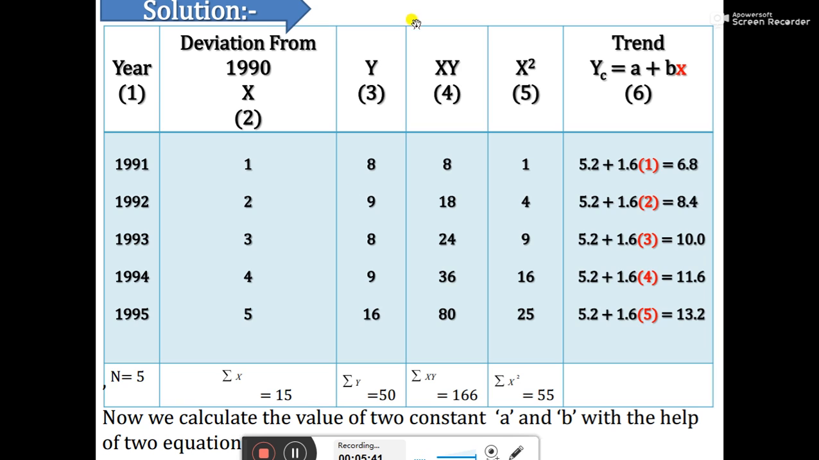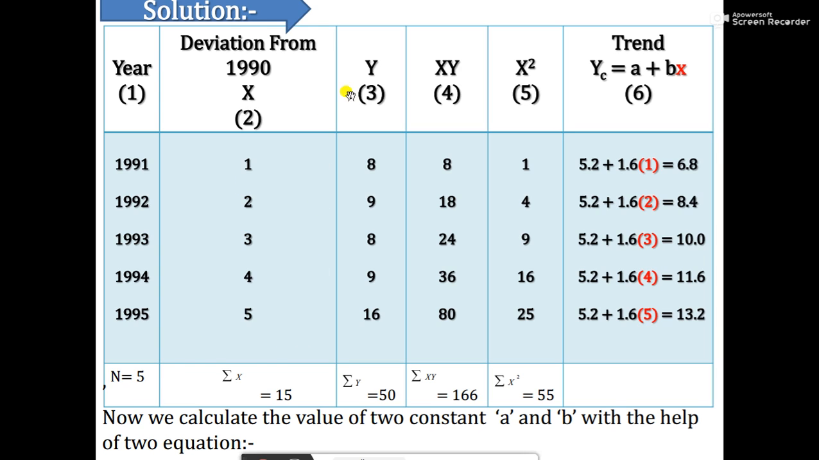You can go for the value. So here you can see the deviation from the year. This is the deviation from 1990, that is x. The deviation for 1991 is 1, this is 2, this is 3, this is 4, this is 5. This is a deviation, and the total deviation is 15.